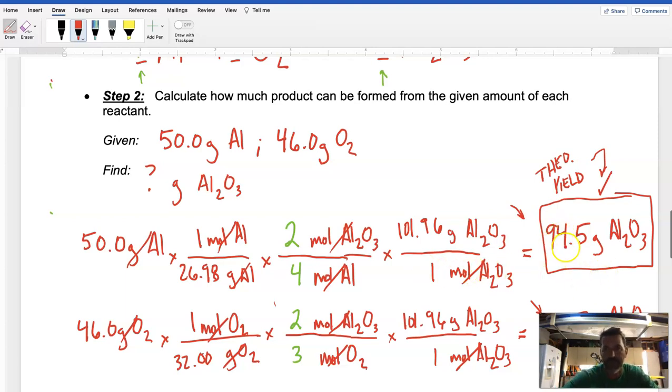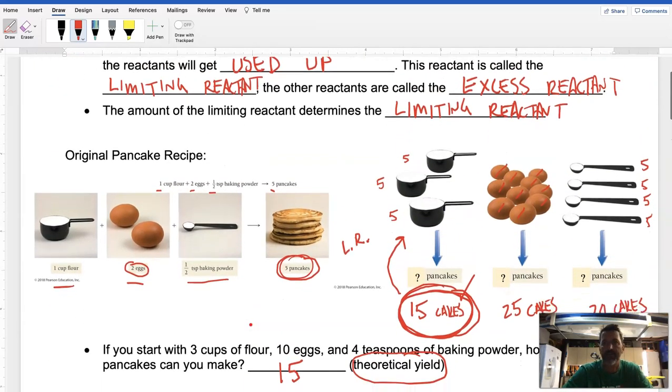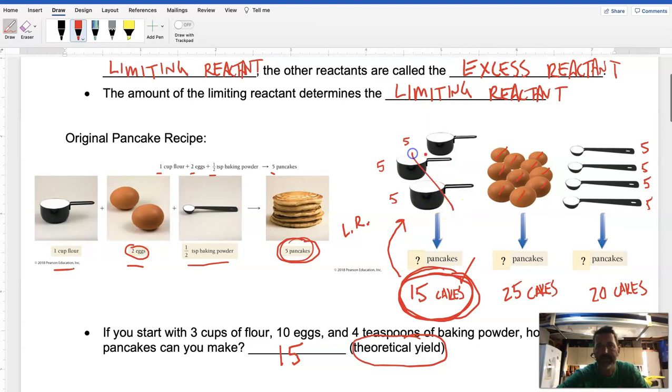This also tells us that the limiting reactant comes from the one that produces the smaller amount of product. So that means that aluminum is our limiting reactant, and that means that oxygen is our excess reactant because it actually made more. Just like in our example up here, flour was the limiting reactant because it got used up. It produced the smallest amount of product. We still had some eggs left over, and we still had some baking powder left over. So those are called the excess reactants.